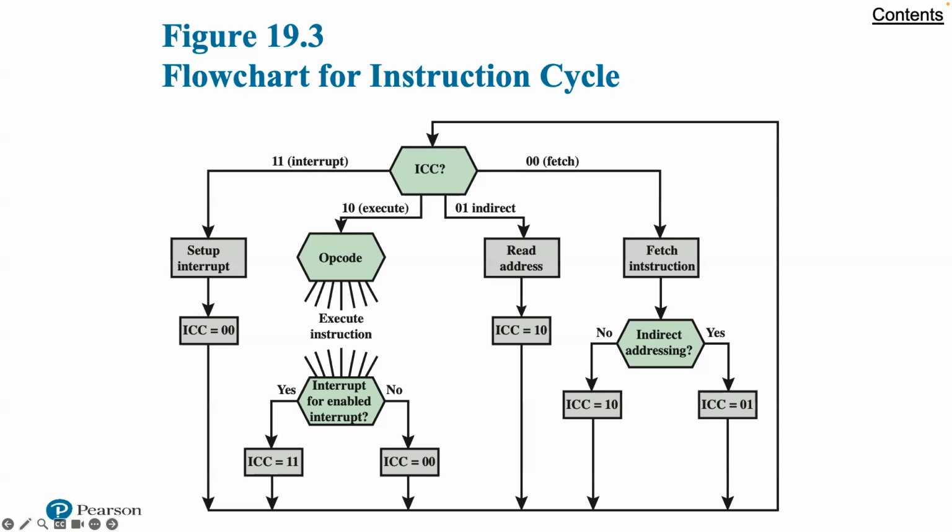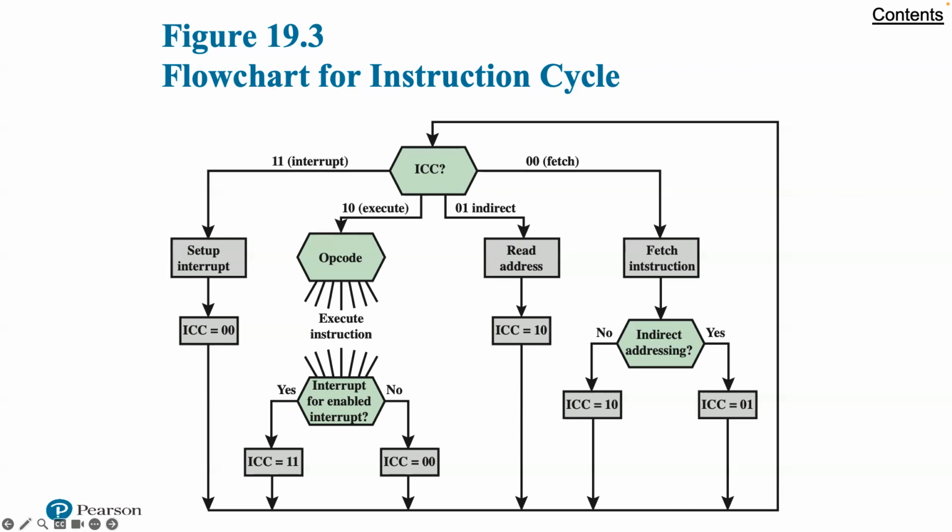To complete the picture, we need to tie sequences of micro operations together, and this is done in figure 19.3, which we're showing here. We assume a new 2-bit register called the instruction cycle code, or ICC. The ICC designates the state of the processor in terms of which portion of the cycle it is in. So 00 is fetch, 01 is indirect, 10 is execute, and 11 is interrupt. At the end of each of the 4 cycles, the ICC is set appropriately.